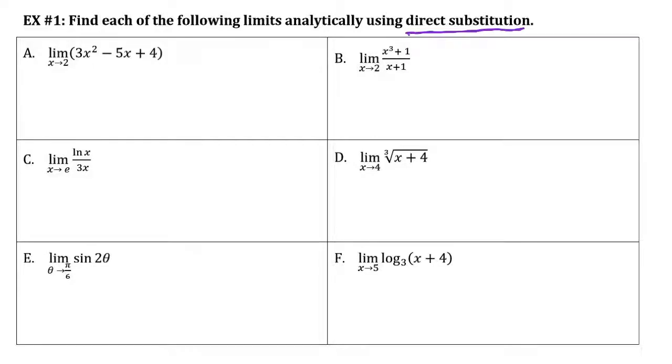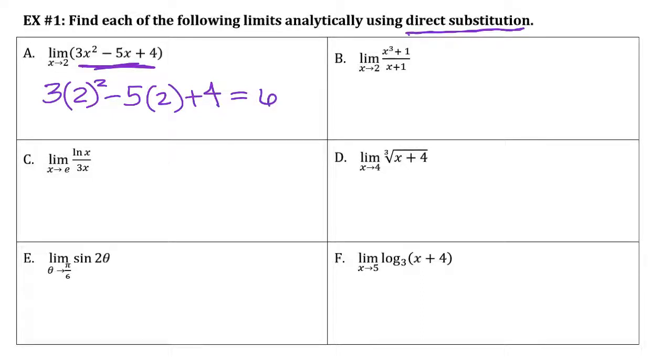So here we want to know what this limit is. Now this is a nice, neat polynomial. Here it's a parabola when graphed, and so we should get a nice, neat answer when we plug in. So we're going to have 3 times 2 squared minus 5 times 2 plus 4. And when we work all that out, it looks like we're going to get 6. So notice for part A, pretty straightforward here.